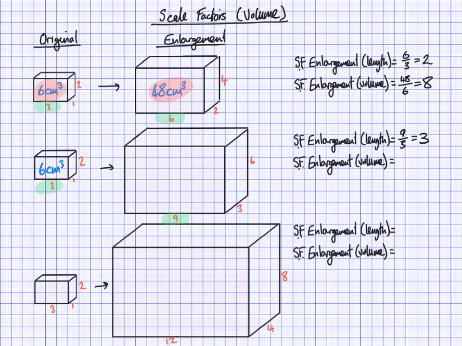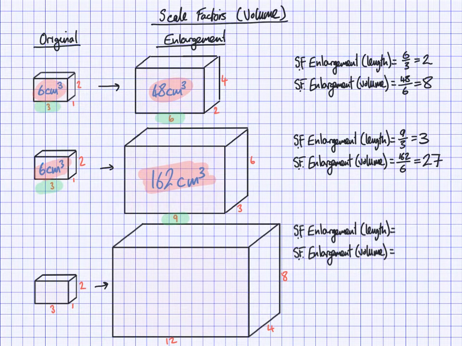Second one here, calculation, the enlargement. The dimensions are 9 by 3 by 6, so we have to multiply our way through that. So 9 times 3 times 6, and that comes to 162 cubic centimetres. And again, we can compare our volumes there to get our volume scale factor. So 6 here and 162 cubic centimetres over here. Again, because it's an enlargement scale factor, it's going to be the larger number at the top, 162 over 6. And if I divide 162 by 6, I end up with 27.